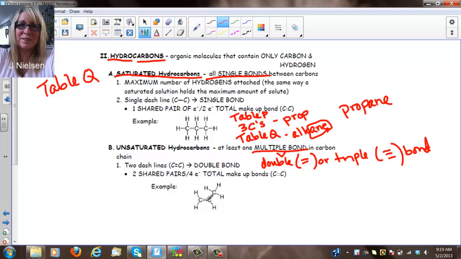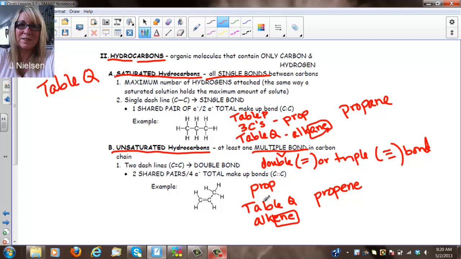This doesn't look like a straight chain. However, I can get from one C to the next C without lifting my pen off the paper, and that becomes very important in naming. So again, my prefix is going to be prop. So if we go to Table Q and we look for something that's got a double bond, we can see that it comes from the alkene family. So we're going to take our prefix and our suffix, and this would be propene. So you need to memorize unsaturated hydrocarbons have a multiple bond, so either a double or a triple bond.